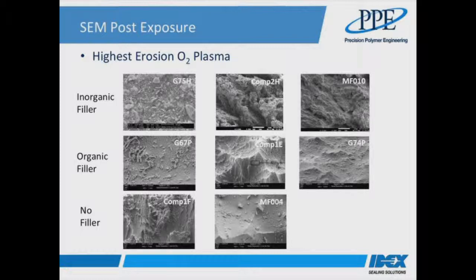So I've split them into inorganic filler, organic filler, and filler-free material groups. And I've selected a few different materials that show even within the individual filler material groups, there are still variations to be seen. All these examples come from the oxygen plasma tests, which overall was the most aggressive environment, showing on average marginally higher erosion rates than the SF6 and oxygen plasma test.